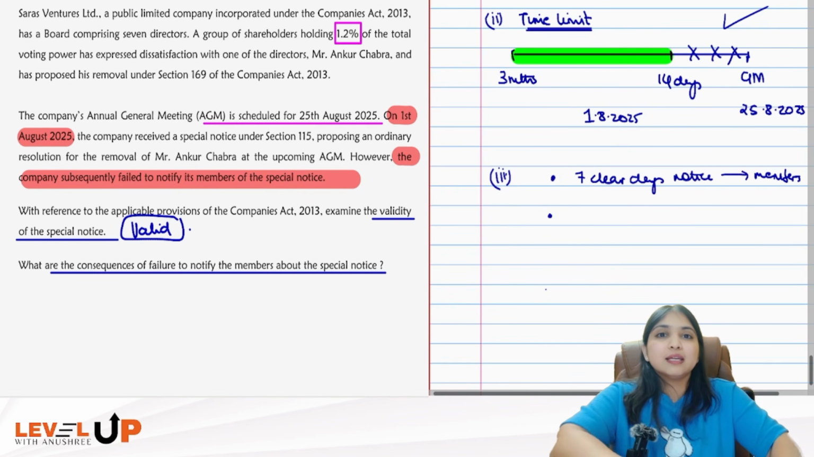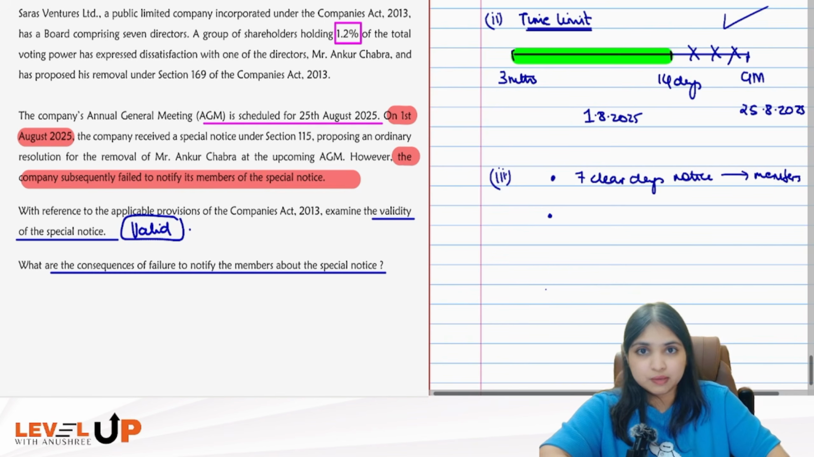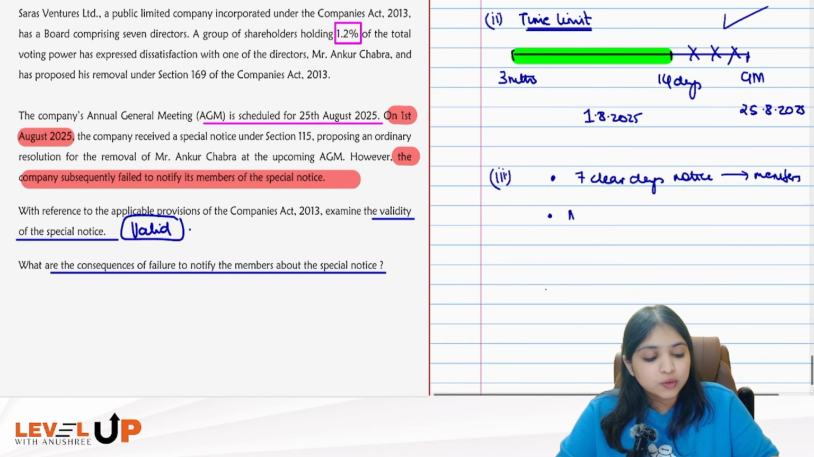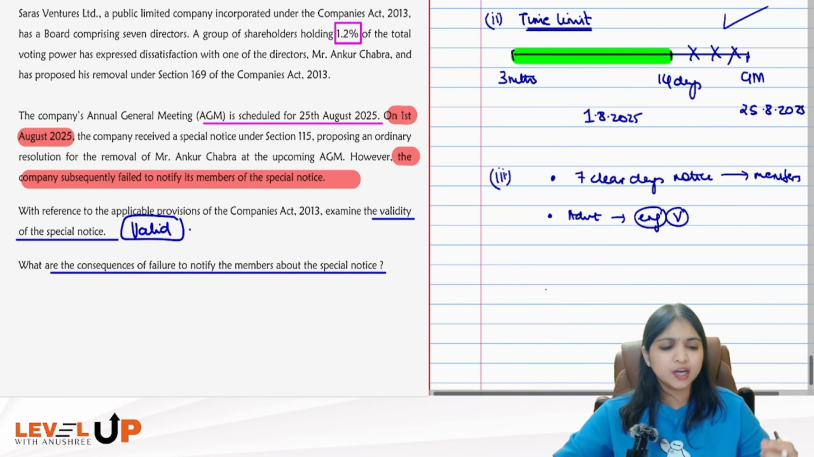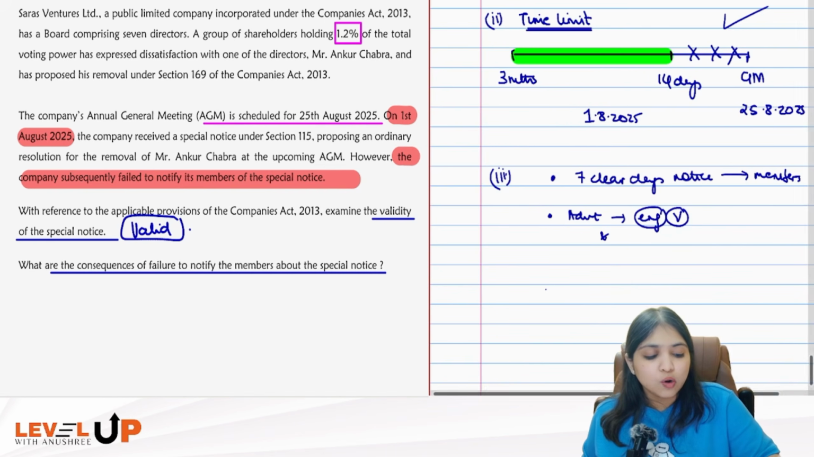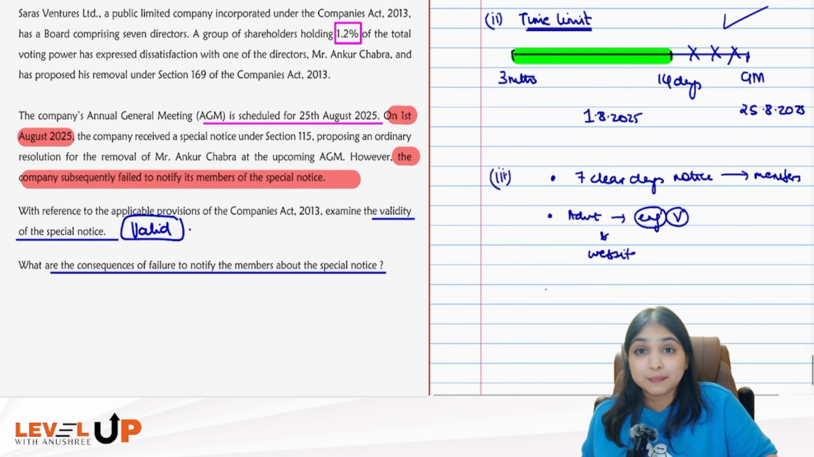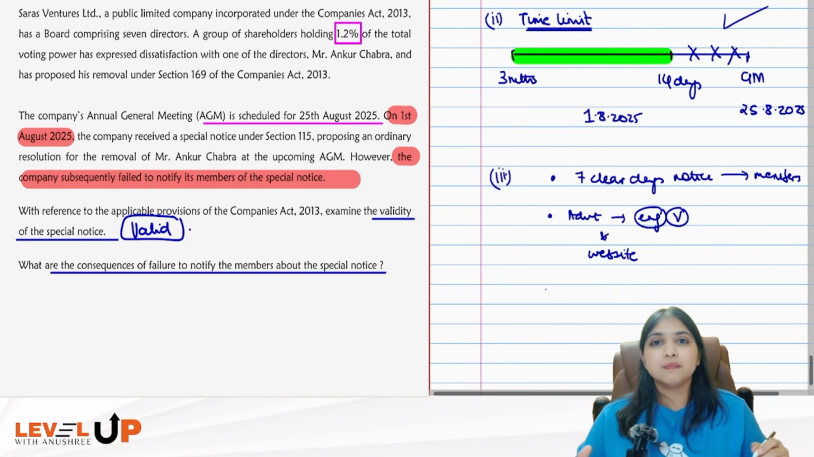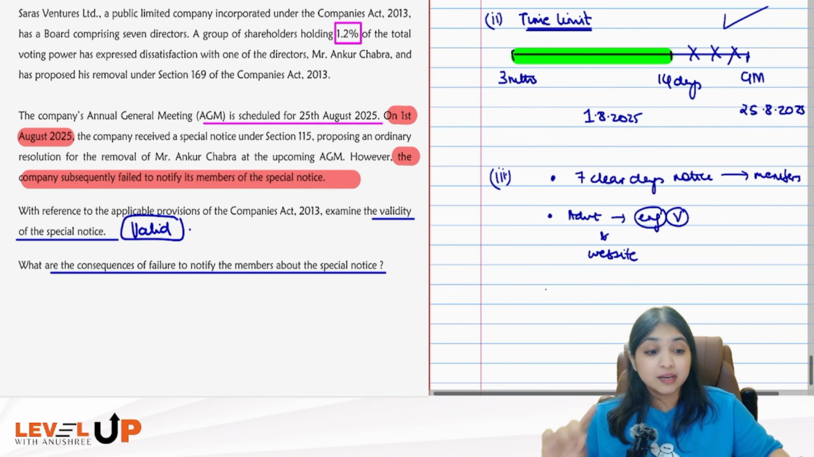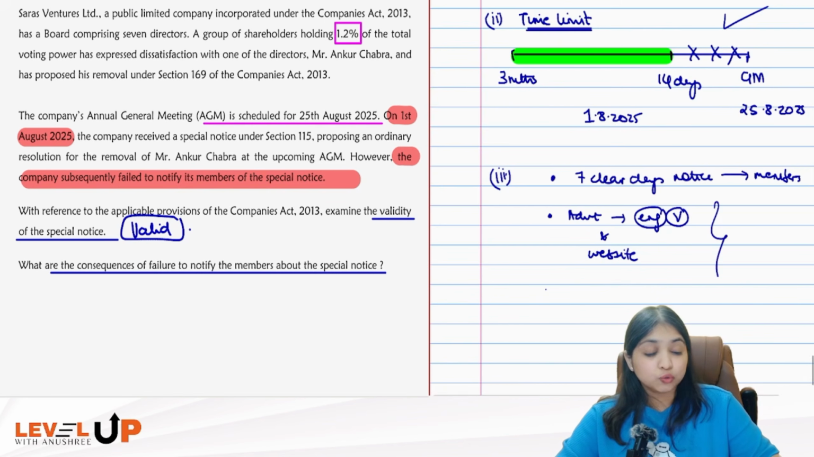The company can either give the 7 clear days notice to each and every member, or what you can do is you can simply give one advertisement in one English newspaper, one vernacular newspaper which is having wide circulation in the state where the RO is situated. Give an advertisement over there and also put about this special notice in your website. So the company has an obligation to inform the members about the special notice at least 7 clear days before the meeting. Company is supposed to inform the members either through the notice or through the advertisement.